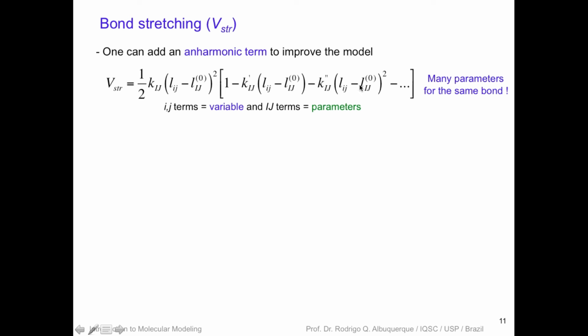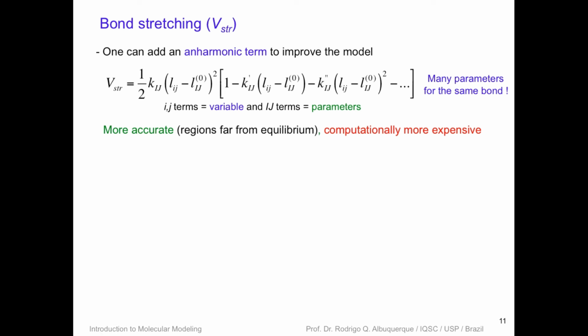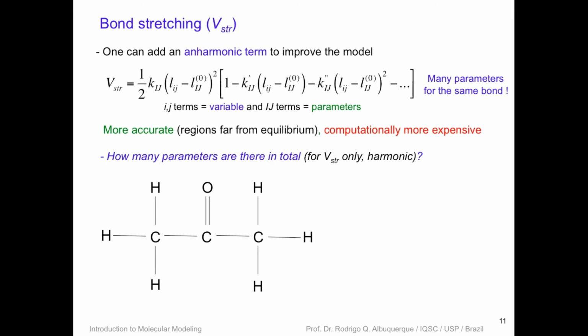So here you see that we have many parameters describing the same bond stretching. This is of course more accurate in regions far from equilibrium, but it's computationally more expensive because the equation is larger, with more parameters. The computer will take more time to calculate it. Let's see an example here. How many parameters are there in total for the molecule shown here, considering the bond stretching potential only, and the harmonic approximation? The harmonic approximation is only this first part of this equation.